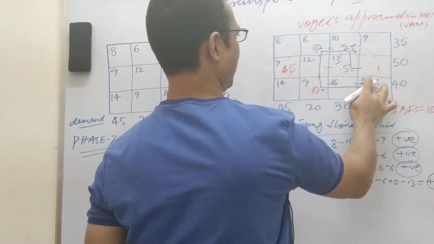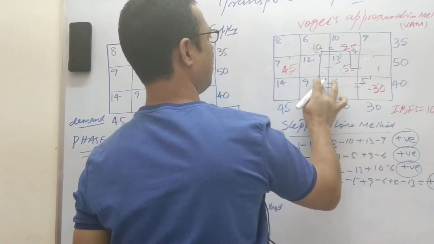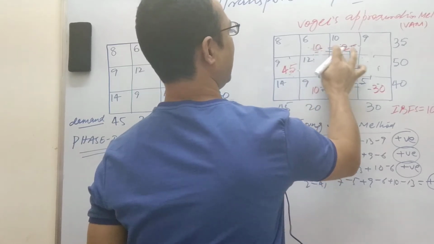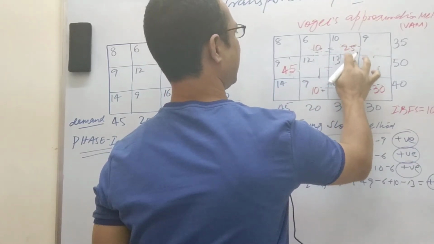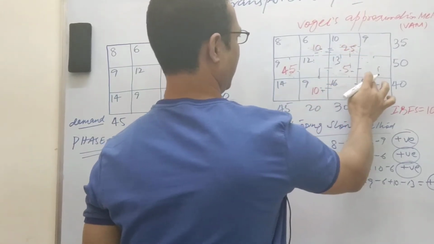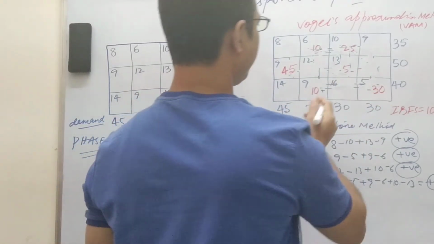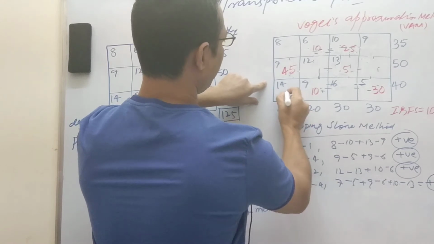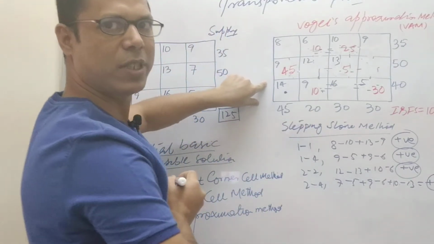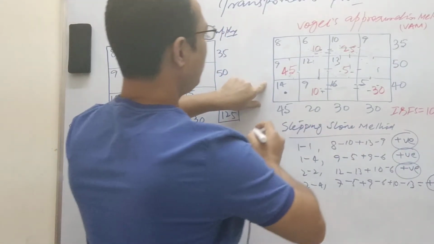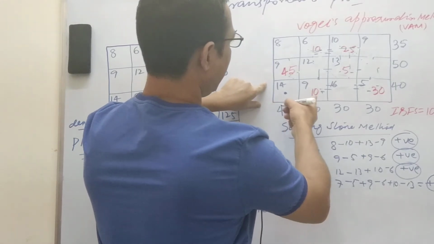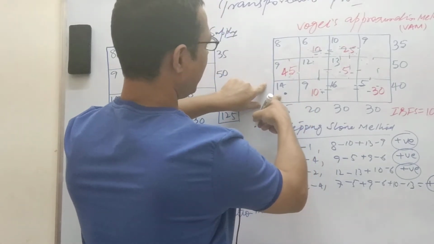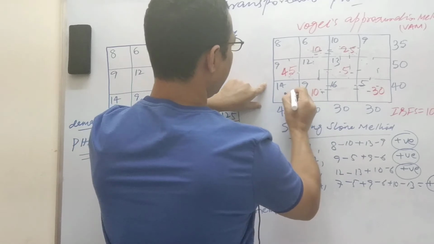Now, because Vogel's approximation is one of the best methods generally considered, sometimes Vogel's approximation method itself gives an optimal solution. That's why we always say Vogel's approximation method is one of the best methods. If we consider this cell, how can we move to check? Because this is an unallocated cell, we can move like this.